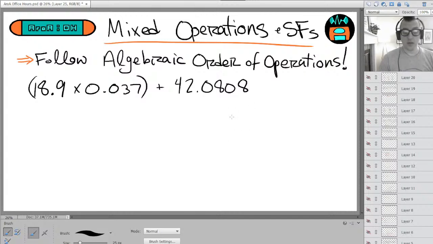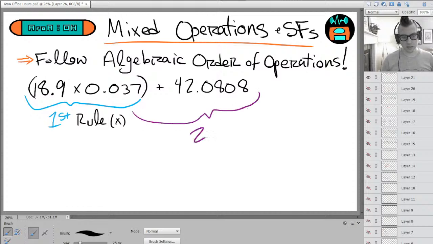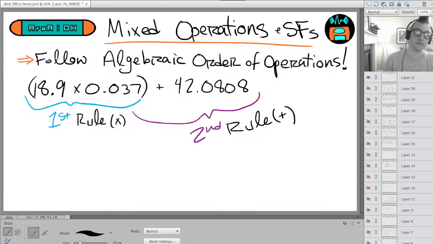All right, now we gotta follow the normal order of operations, which means first we're going to apply the rules for multiplication, and second we're going to apply the rules for addition, because you always hit what's in your parentheses first. All right, those are your normal algebraic order of operations.